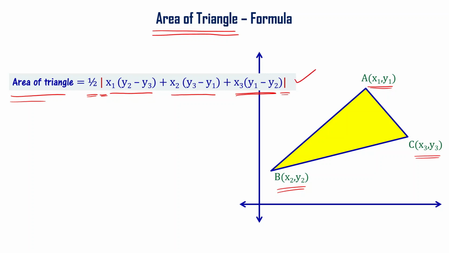ఎందుకంటే పాలిసెట్లో you don't get time to derive this formula and solve the problem, right? So you have to remember this formula. Area of triangle is half times modulus of x1 times y2 minus y3 plus x2 times y3 minus y1 plus x3 times y1 minus y2. Okay? Now let's solve a problem.